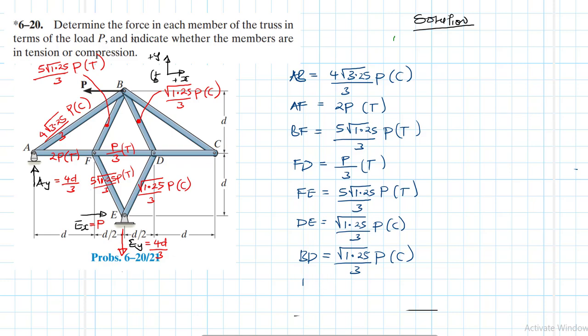And then we have member BC, this one is just going to be equal to 0, and DC is equal to 0. Right, I think basically that's about it.